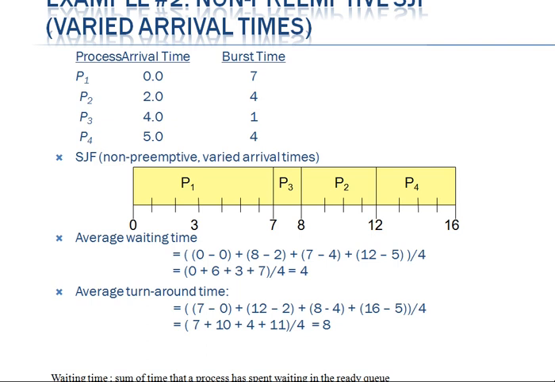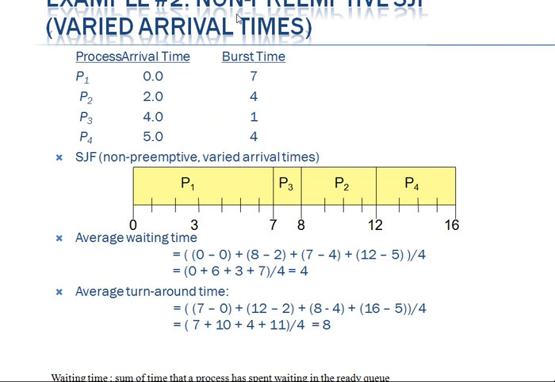Now in case of non-preemptive scheduling where the arrival time varies, at time 0 we do not have any other process in the system, so we'll have to start the execution of P1 only, whose burst time is quite big. So the processor will start executing process P1, but at time 2 process P2 comes in, whose burst time is less than P1.